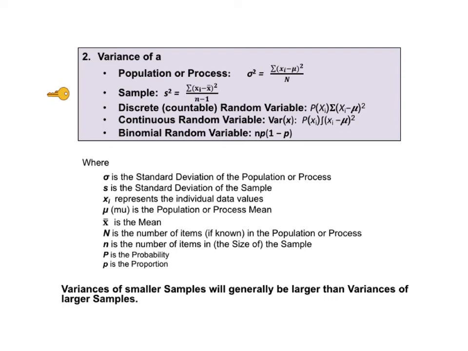The formula for the population or process divides by uppercase N, the population size, but the formula for the sample divides by the sample size, lowercase n, minus 1. The effect on the variance of using n minus 1 instead of n is larger for small sample sizes. The n minus 1 adjustment accounts for the fact that small samples will give less accurate estimations of the population or process standard deviation than will larger samples. So variations of small samples will generally be larger than those of larger samples.